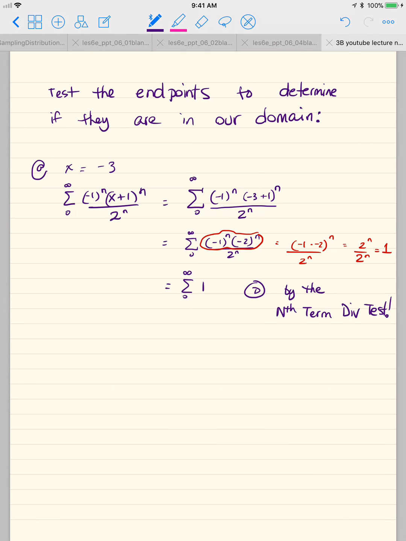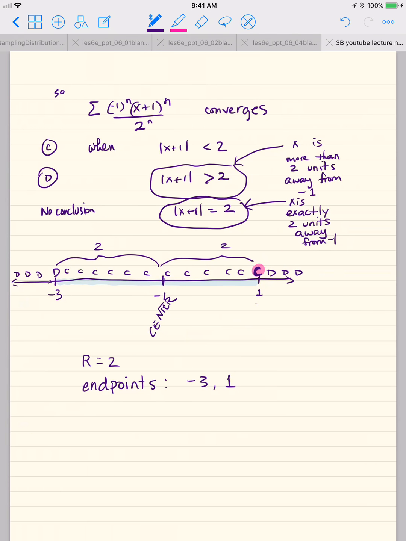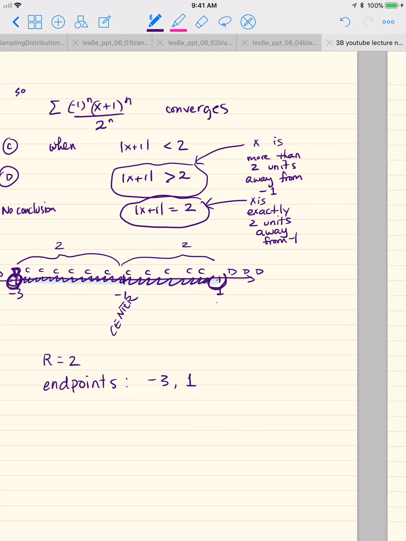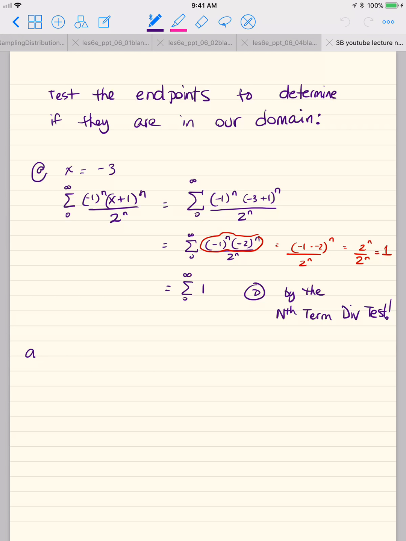Okay, so we've tested one endpoint and we know that at -3 our series diverges. So it is not going to be included. Now we've just got to see about the other endpoint. So the other endpoint is 1. So we've got to see what's going on at x equals 1.